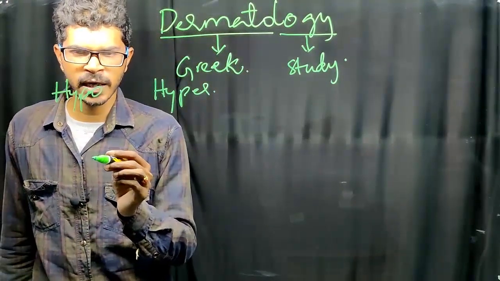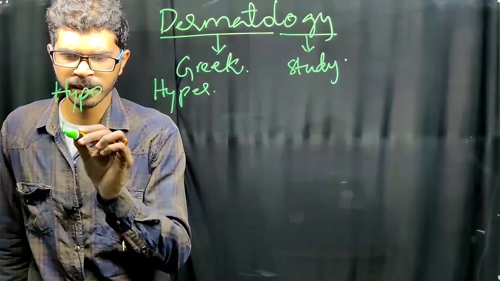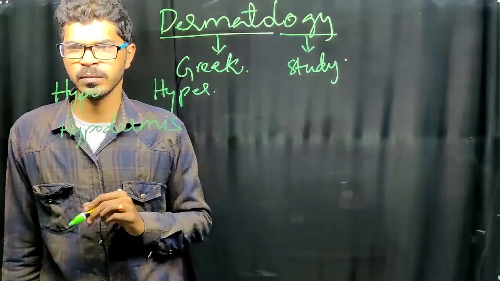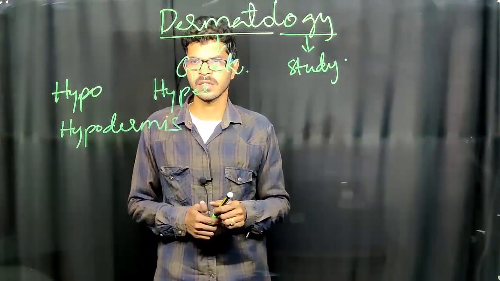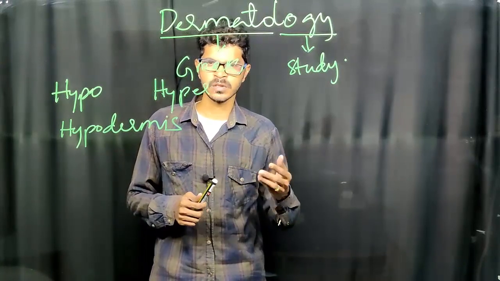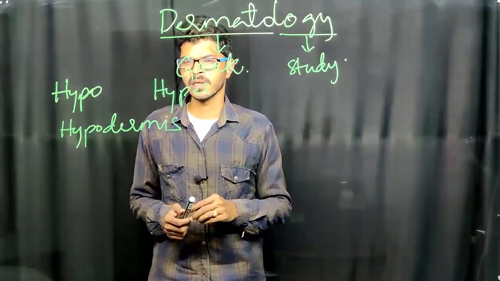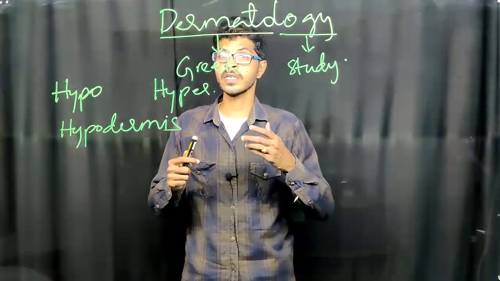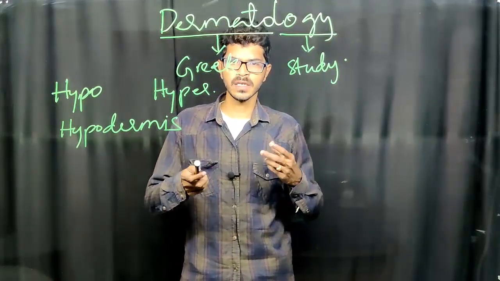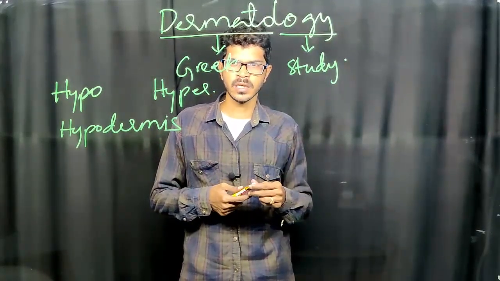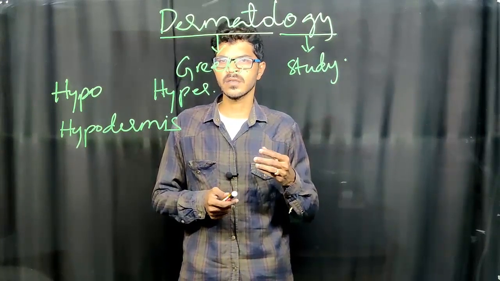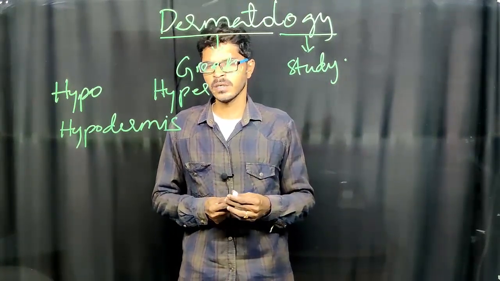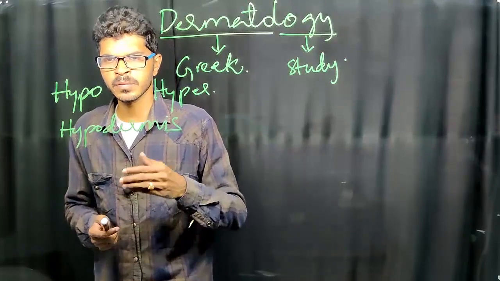So here if I say hypodermis, it means under the skin, just under the skin. If you want to say something which is just under the skin, it can be called hypodermis. Like we can say hypodermal injections, not intravenous injections. Normally if an injection is given, it is directly sent into the vein. But hypodermal injections are the injections which are given just beneath the skin. The medicine is given just beneath.